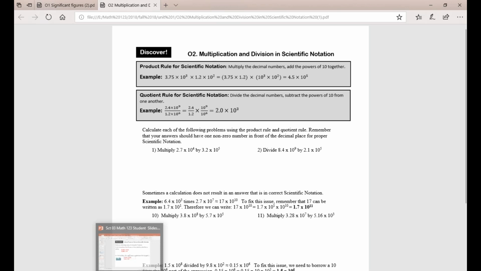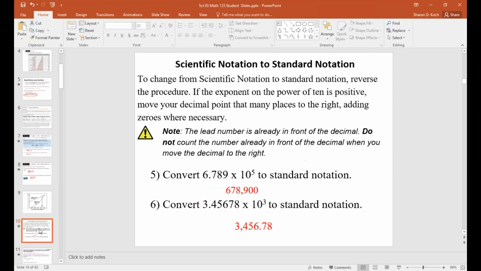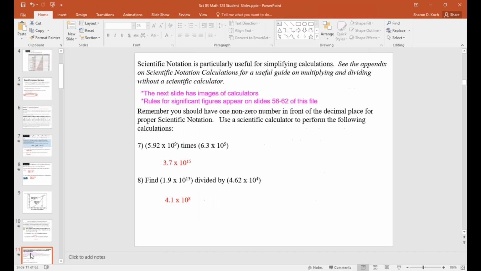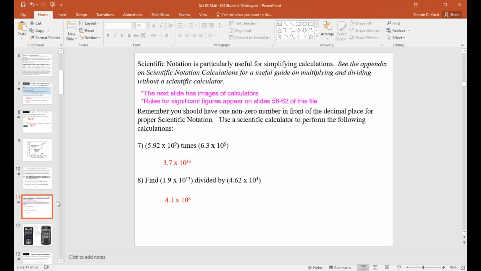Okay, so let's go back now to our section. I think we already did that. Alrighty, so let's take a look at these two. I would multiply the decimal portion. Notice my answer can only have 2 significant figures in it. So I'm going to have to round appropriately.